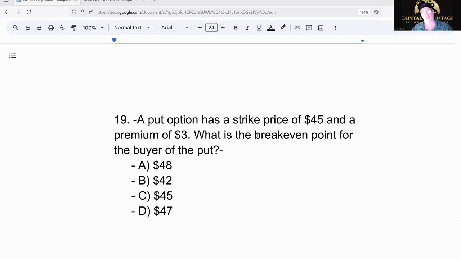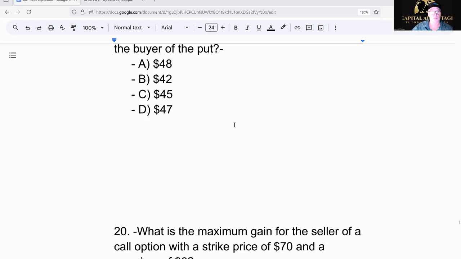Put option has a strike price of 45 and a premium of 3. What is a break-even point? 45 minus 3 is 42, onward and upwards. Remember, to put, it's minus, call up.